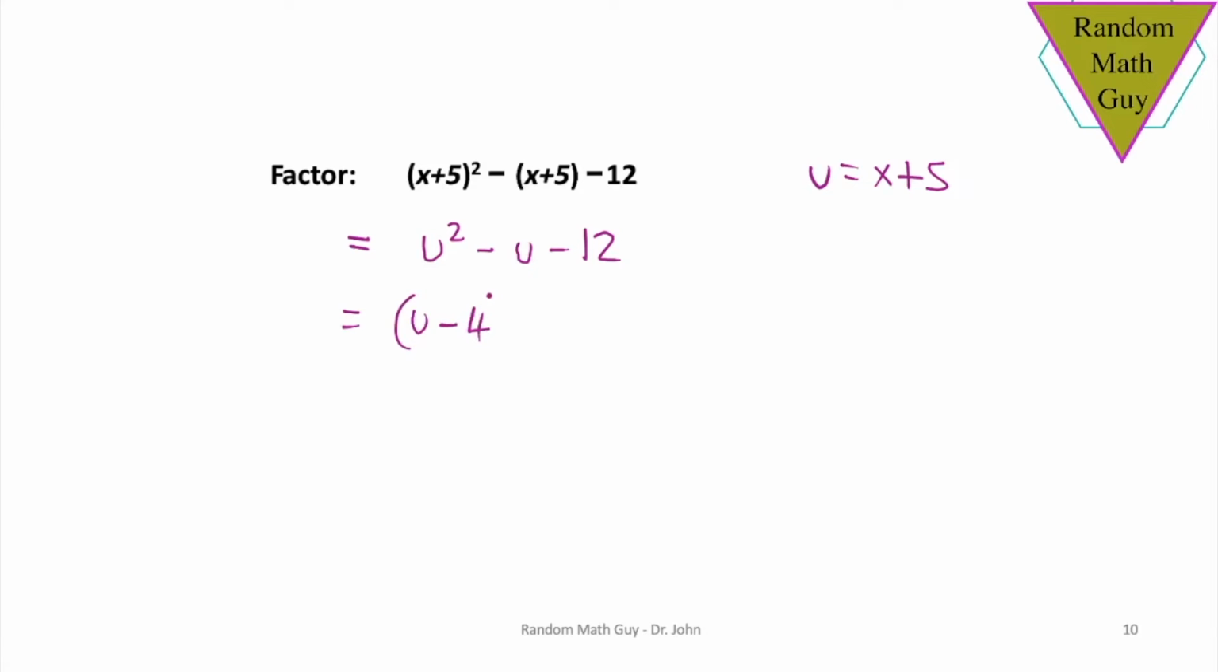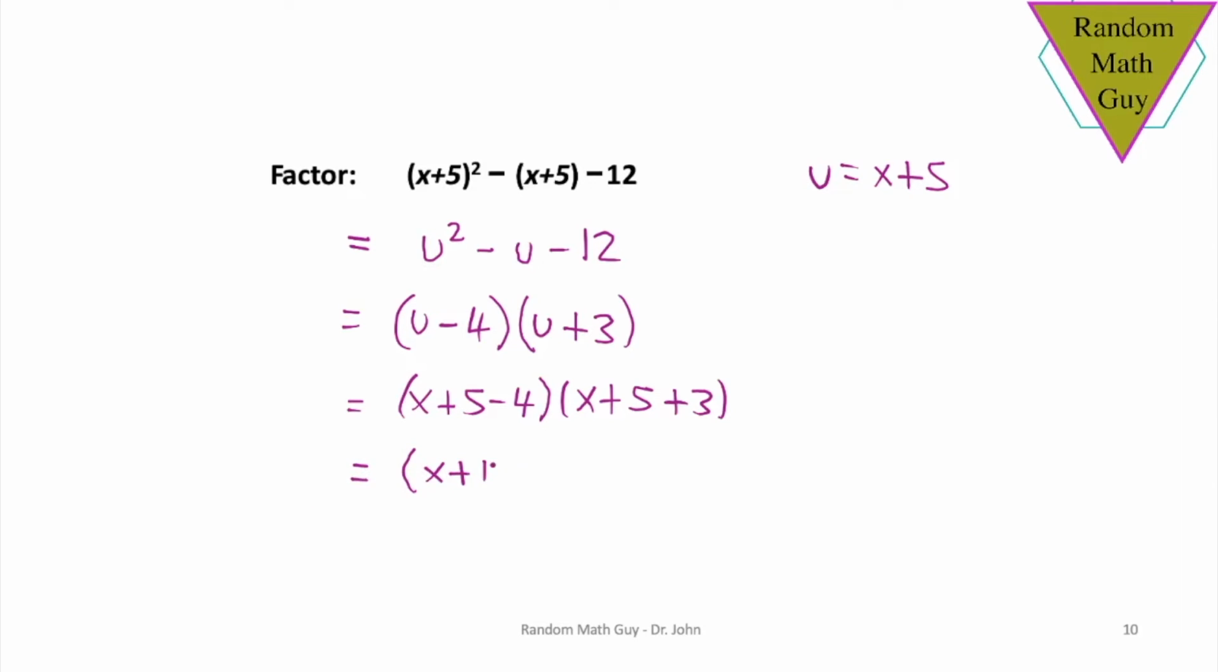So the numbers that produce the product of -12 and the sum of -1 are -4 and +3. There you go. But what is u? Well, u is x plus 5. So replace that u there with x plus 5, and replace the u over here with x plus 5. And look at that. We have a very nice answer. Okay. We have x plus 1 and x plus 8.